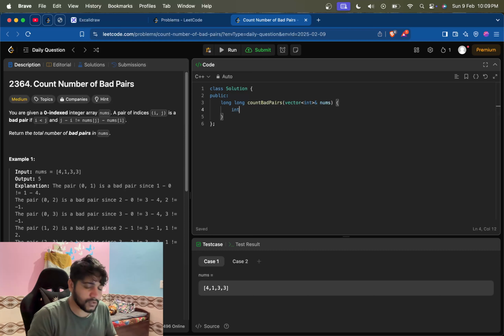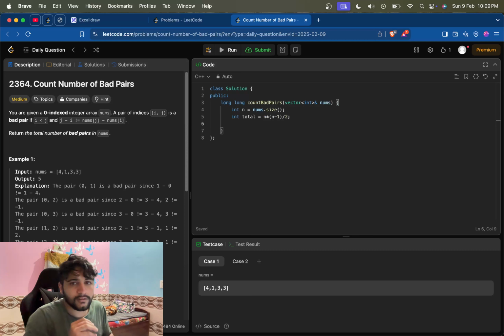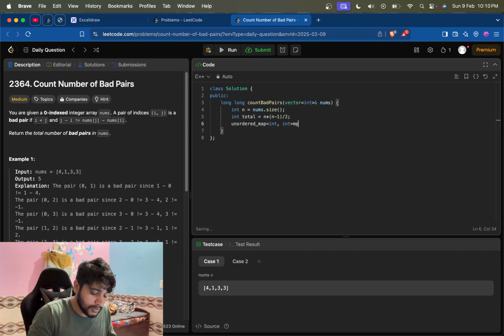We can firstly just write n as the size of the array. Now we can calculate the total pairs possible here. So it will be n times n minus 1 by 2. Correct, we got the total, we got the n. Now let's have an unordered map. It will be int to int, and let's say this is mp.